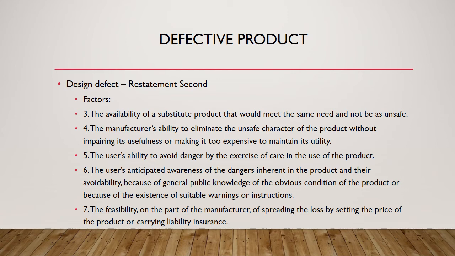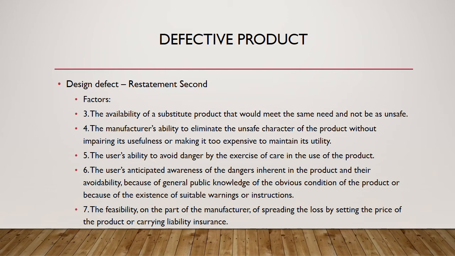The next one is the user's anticipated awareness of the dangers inherent in the product and the avoidability based on general public knowledge of the obvious condition of the product or because of suitable warnings or instructions. So was the harm here one that should have been anticipated by the user, either because it's a danger inherent to the product and it's something that's generally known to the public, or it's so obvious that they should have known it, or if there were warnings. And so if there are adequate warnings of the potential danger, then it becomes less likely that it's a defective product.